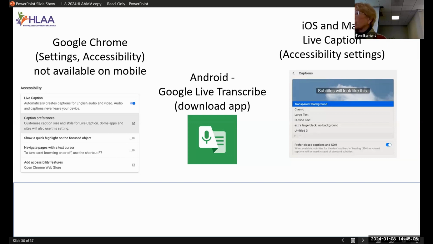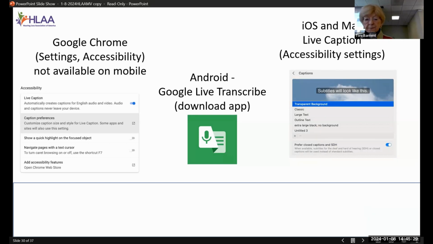It's not 100% perfect. They misspell things, and sometimes they really misspell things. But this is called Google Live Transcribe. The developer of this program was actually somebody that was deaf, hard of hearing, that worked for Google. It's been around for a long time. They've perfected it, and it's just really great.